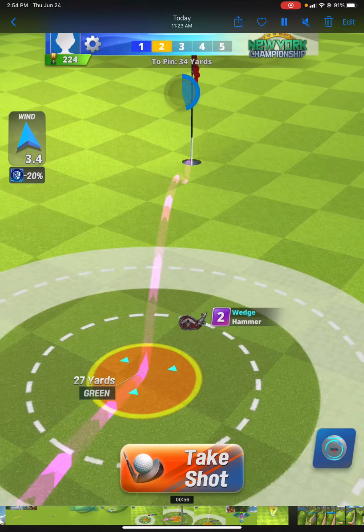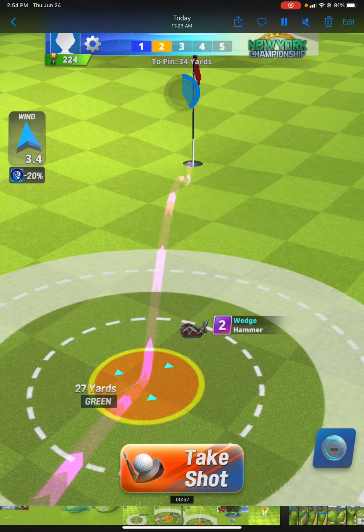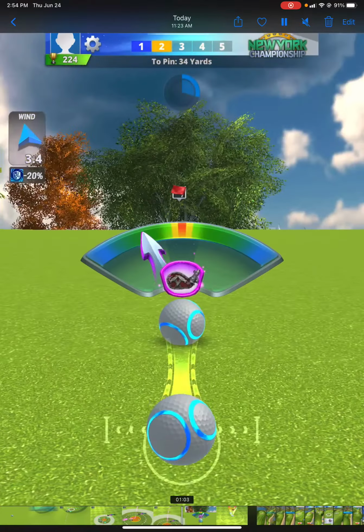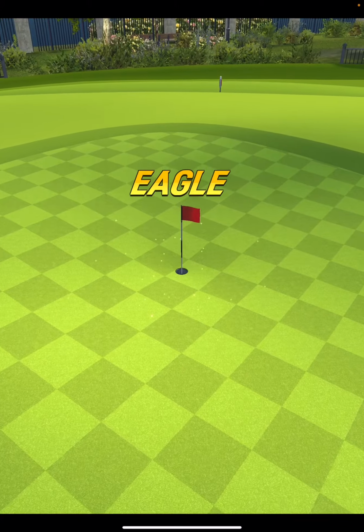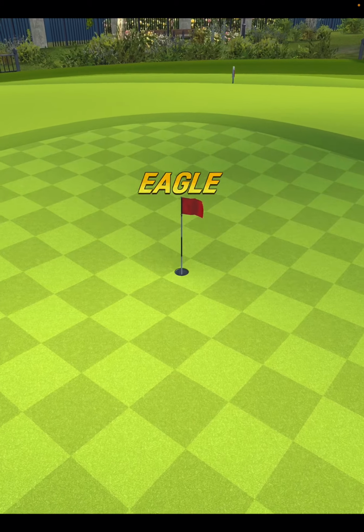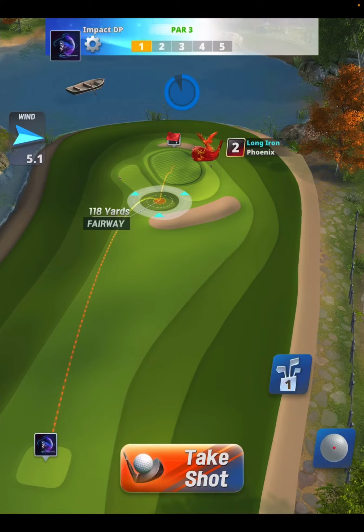3.4 miles per hour means I need to pull this about 1.5 rings. Hit a perfect shot, and we get that ball to drop in the center of the cup, starting off the tournament very nice for an eagle. Now we'll talk about hole number 2.